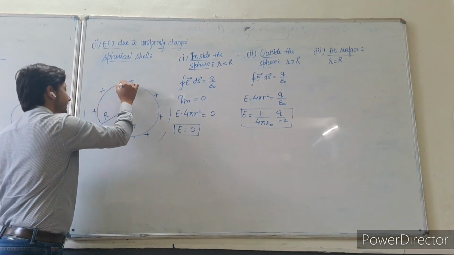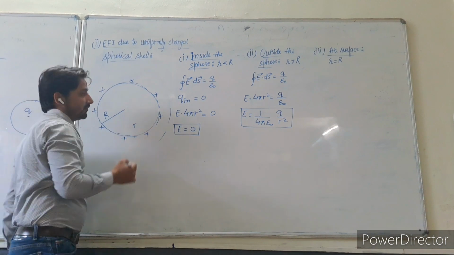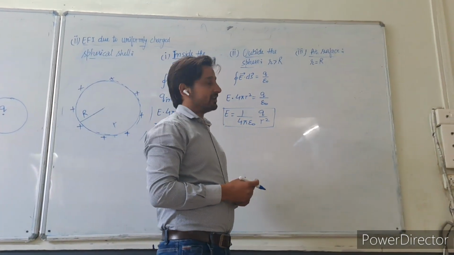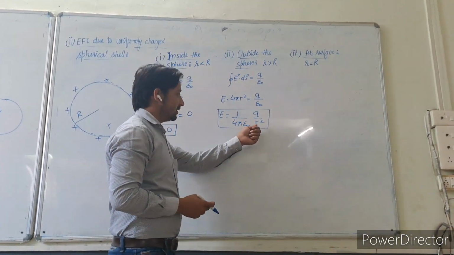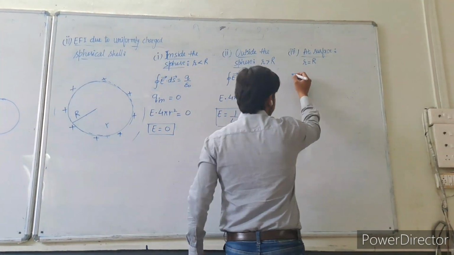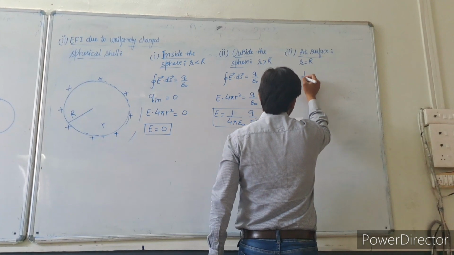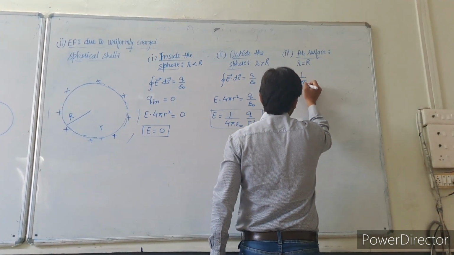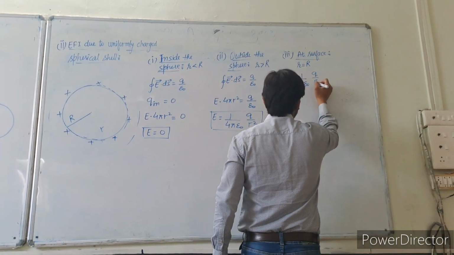on this line. Okay, so to calculate this electric field, we will just put capital R in place of small r in this formula. So we get E equals 1 upon 4 pi epsilon naught Q by capital R square.